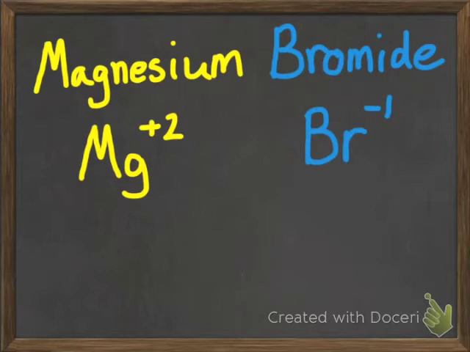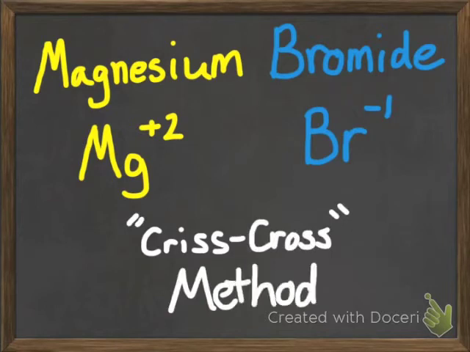This is called magnesium bromide, and now we're going to write the chemical formula for that. Magnesium forms a +2 cation, so its oxidation state is +2. Bromine wants to gain 1 electron, so its oxidation state is -1. In order to write the chemical formula for this, we have to do something called the crisscross method, and I'm going to explain that.